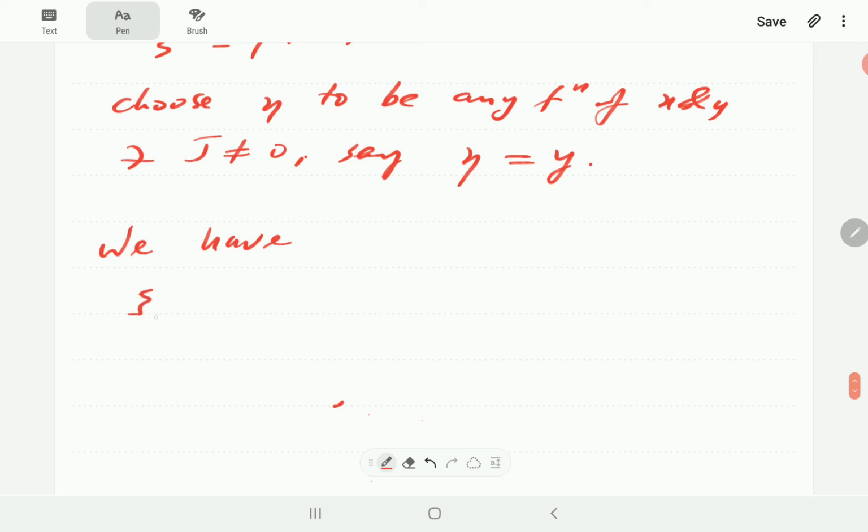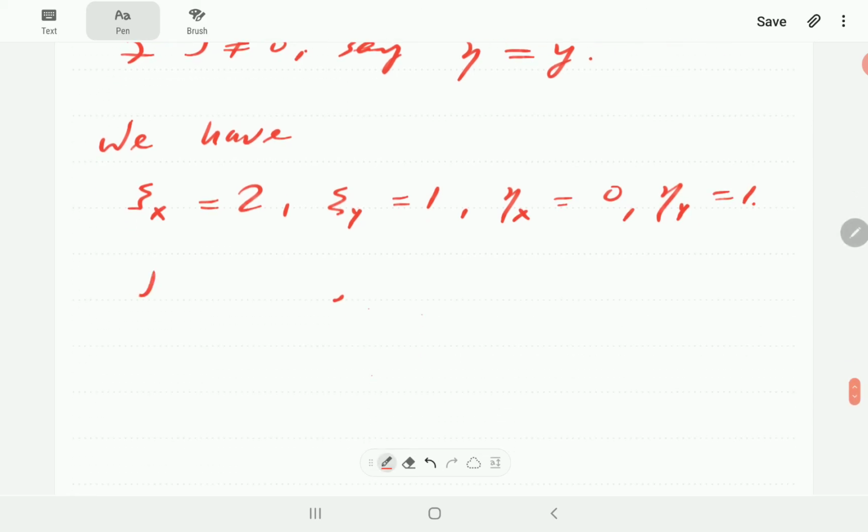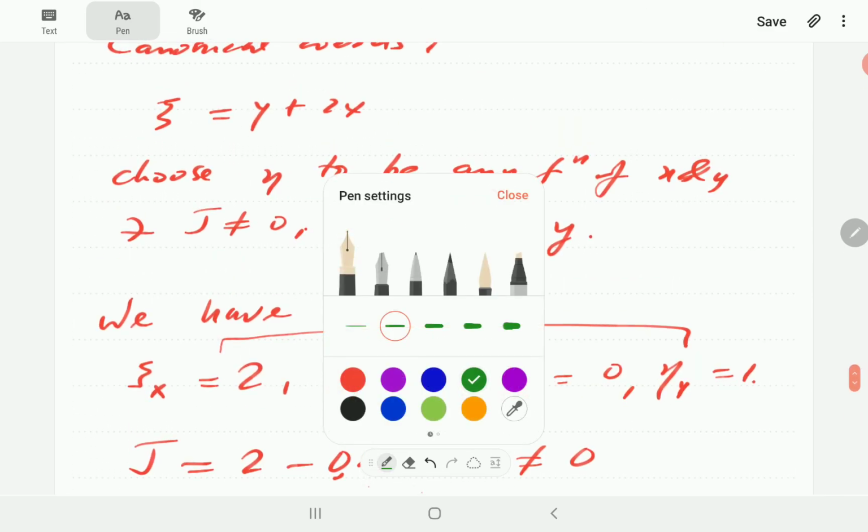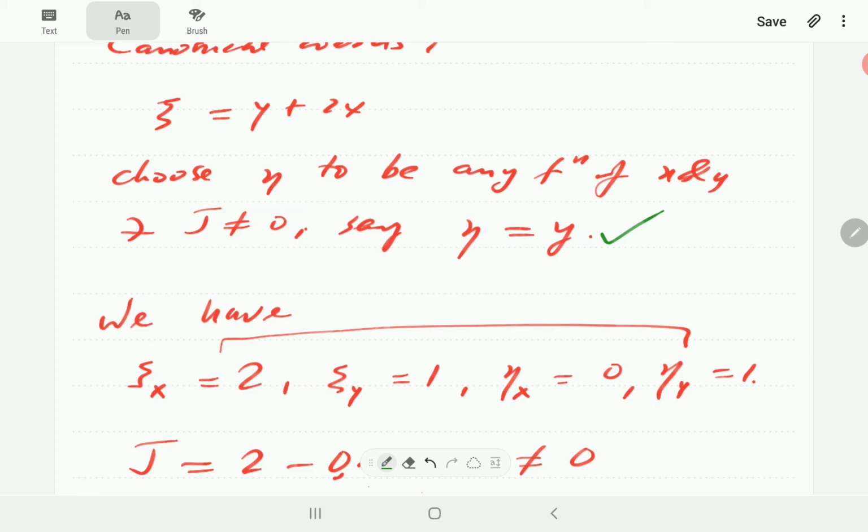Okay, so xi x is 2, xi y is 1, eta x is 0, eta y is 1. So the Jacobian is going to be xi x times eta y, which is 2, and the other one is going to be 0 times 1. So this is non-zero, so that means that choice there passes.